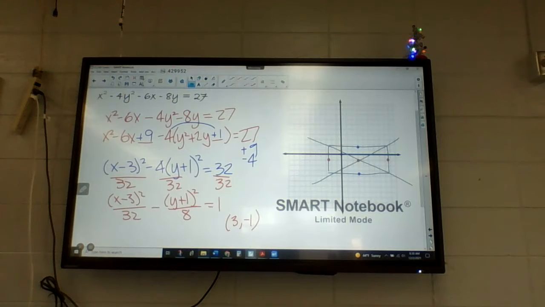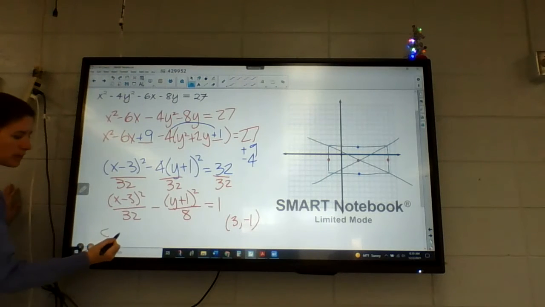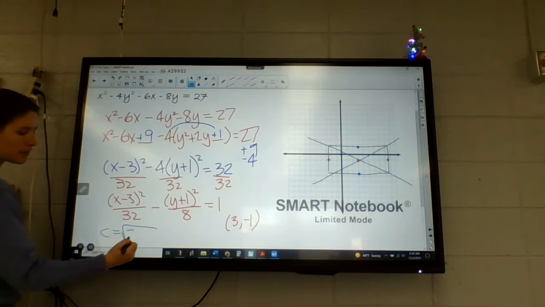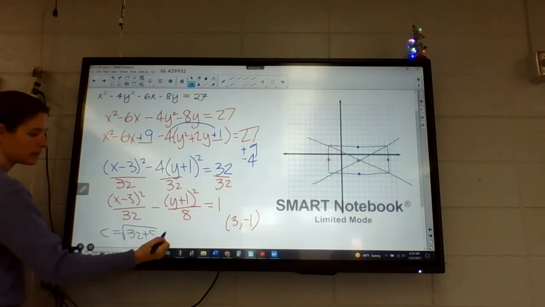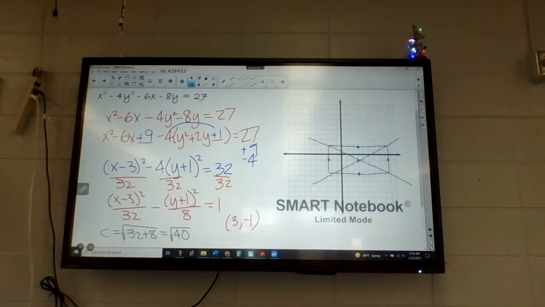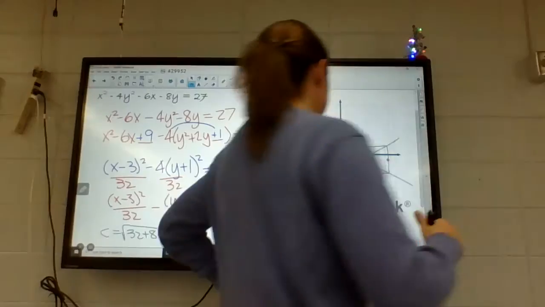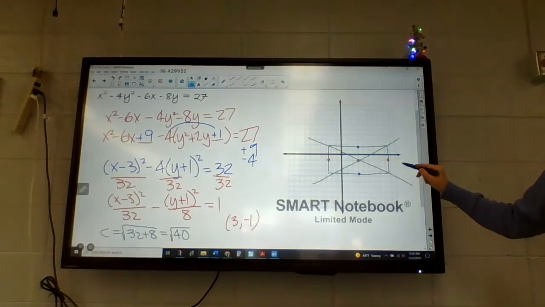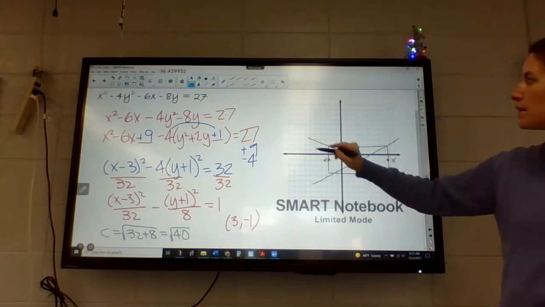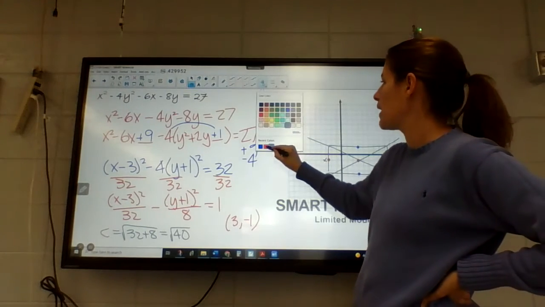Now the focus for our c value: since this is minus, this one's going to be plus. So 32 plus 8, so the square root of 40. So it's like 6 point something. So I'm going to go out, and my focus is out here. And then my hyperbolas.